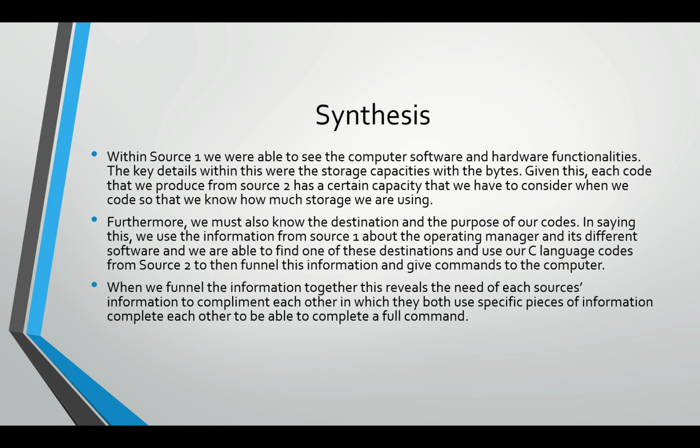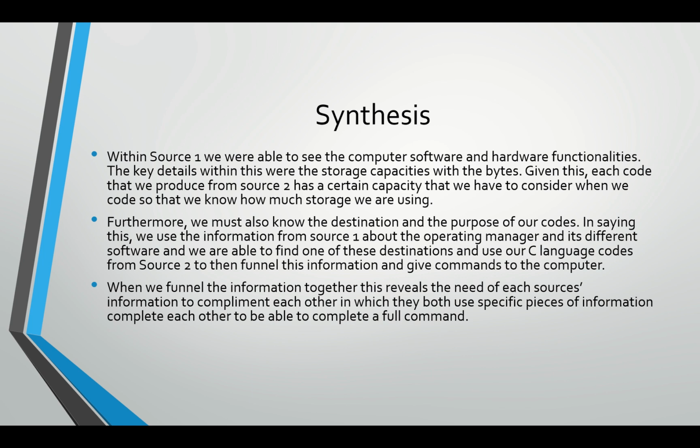So, my synthesis is essentially that in source one we were able to see the computer software and hardware functionalities. Within source one we learned about the storage capacity and the bytes and gigabytes. Given this, for each code that we produce from source two, the series of codes coming from the handbook, we learned that each code has a certain capacity. So in saying this, we have to consider this so that we can create a program that performs well, but at the lowest storage possible.